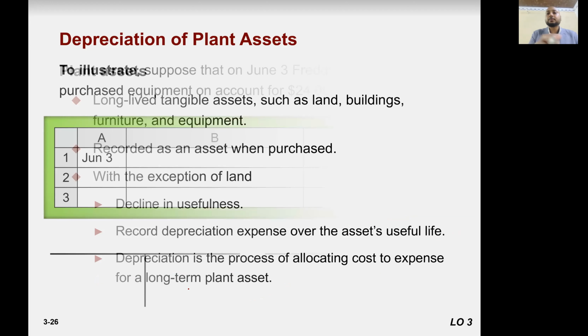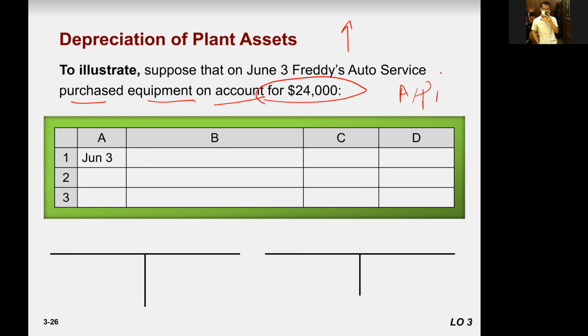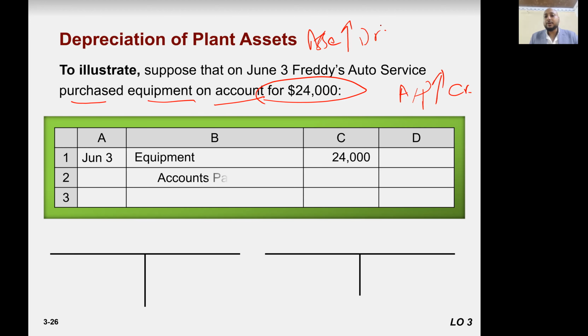So here we go. Suppose that on June 3rd, Friday Auto Service purchased equipment on account for 24,000. On account means these are purchased through cash? No, through credit. So what is the entry? Equipment increases and accounts payable also increases. Well done. Accounts payable is a liability. Liability increase is credit. Asset increase is debit. Equipment to accounts payable, right?